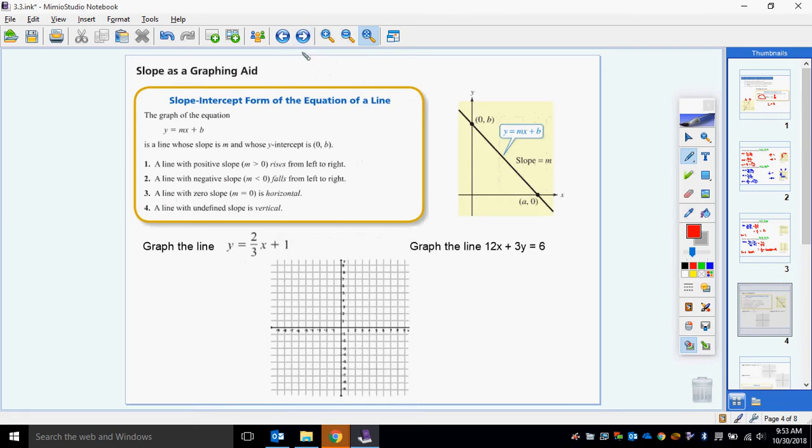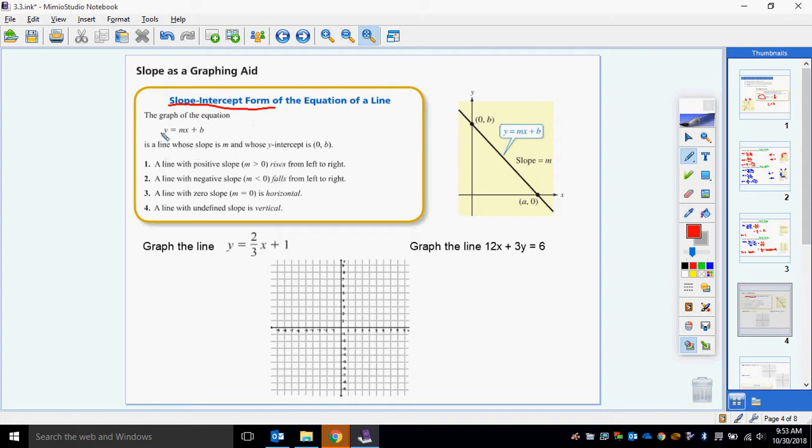Okay, we're going to use slope as a graphing aid. And the most popular equation for a line is y = mx + b. This is called slope-intercept form. And using this, we can plot a line instead of plugging in different x values and finding the y values and then plotting those points like we did last section. That was a lot of work.